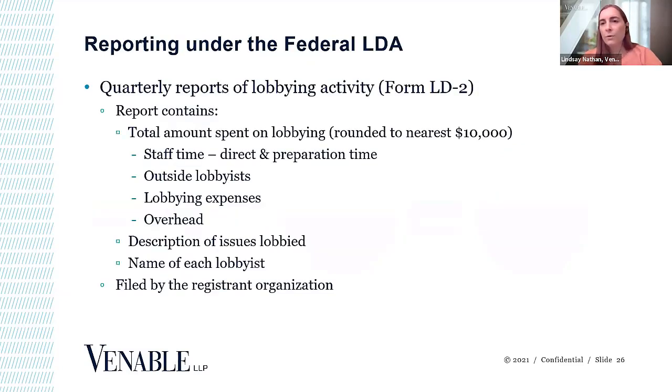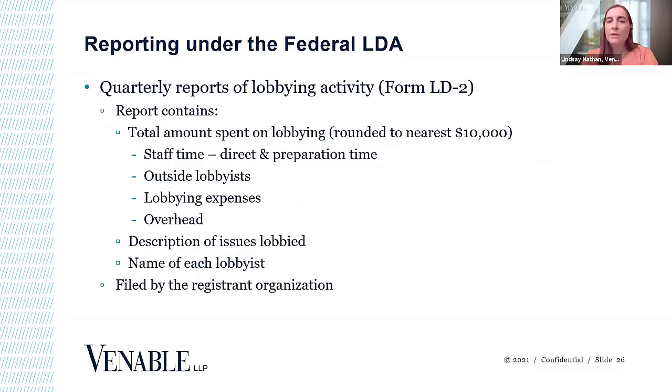So in terms of reporting under the Federal Lobbying Disclosure Act, there are 2 types of reports. The first are quarterly reports of lobbying activity, the Form LD2, which contain information about the total amount spent on lobbying activities rounded to the nearest 10,000, including staff time. And as we talked about, that includes your direct contacts as well as preparation time, any compensation paid to outside lobbyists, and lobbying expenses. Any overhead, basically anything that you spend on lobbying activities, if it qualifies as a lobbying activity, or if it's preparation or related to your lobbying activity, then you will include that.